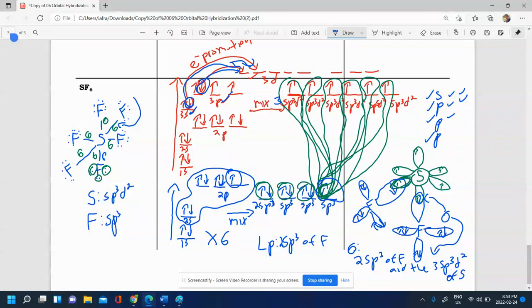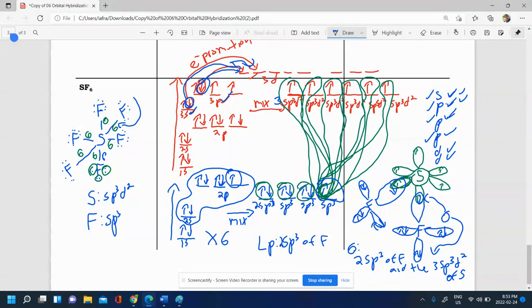sp3. And if you have more than that, so if you have 5 domains, that's sp3d, and 6 domains, that's sp3d2. So if you had 6 domains, like we have here, we have sp3 and then d1, d2, so sp3d2 if you have 6 domains. And it's a nice quick way to determine the hybridization of an atom.